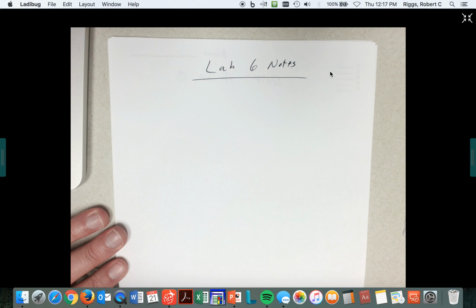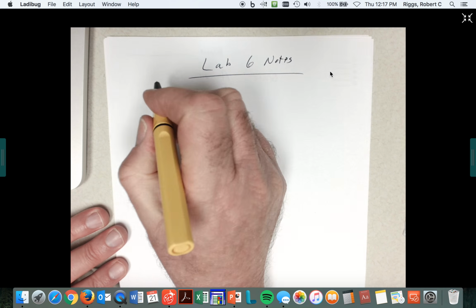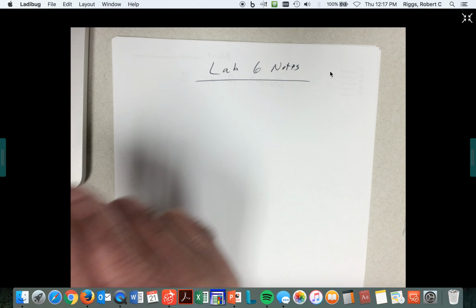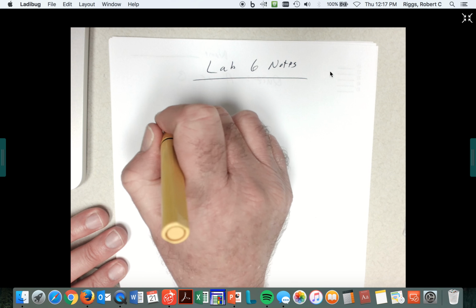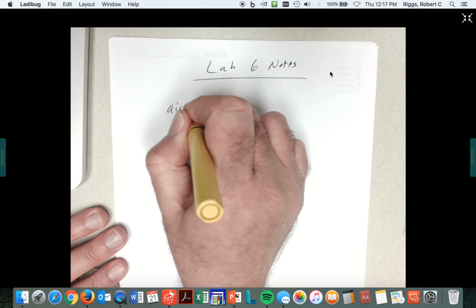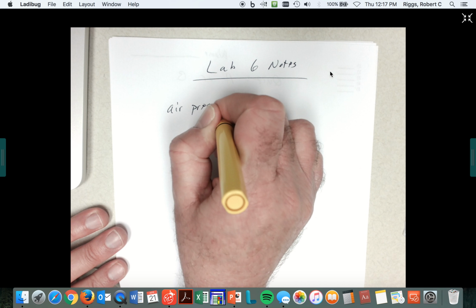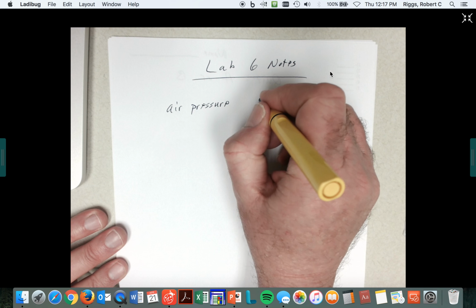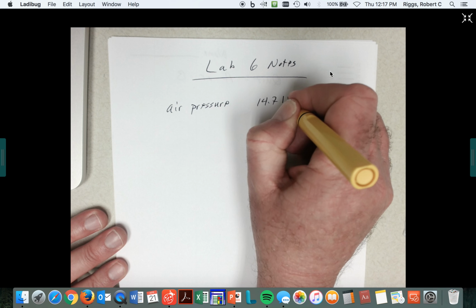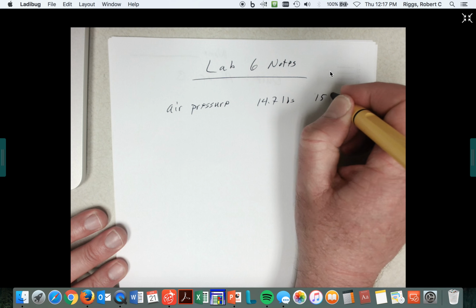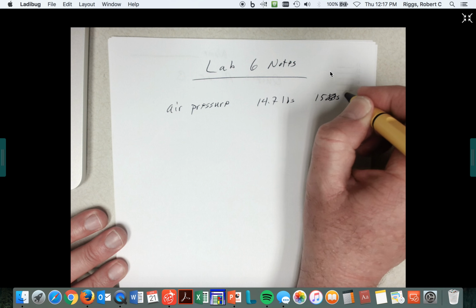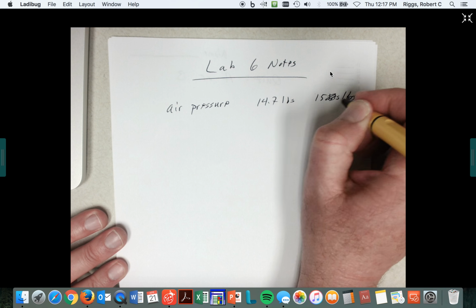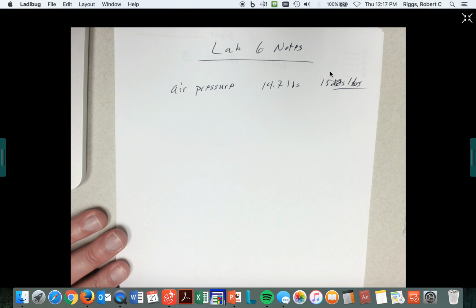Now, one of the first things we had to know: what is rho? What is the air pressure, how many pounds per square inch? Because that's one of the questions that I ask you. Is it in the air pressure ballpark? It's about 14.7 pounds. I think maybe your answer might be 15 pounds on your homework.